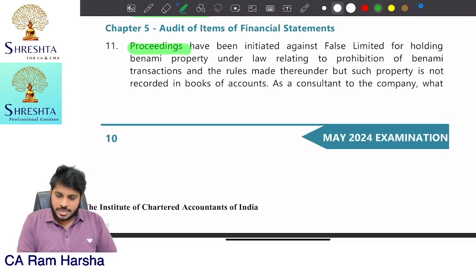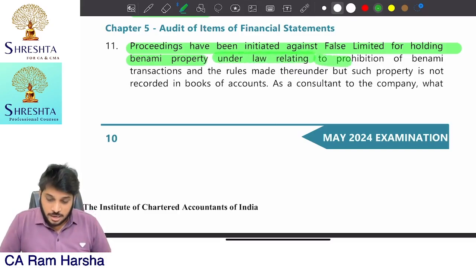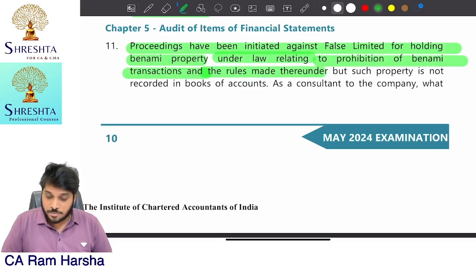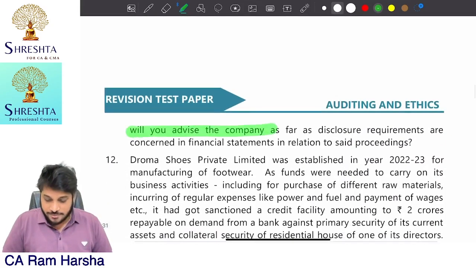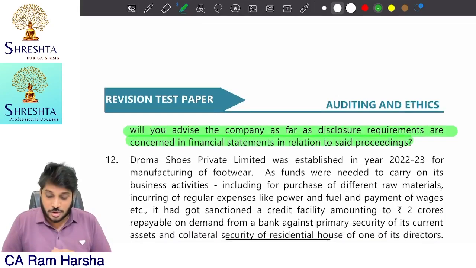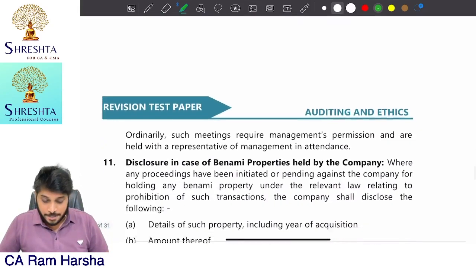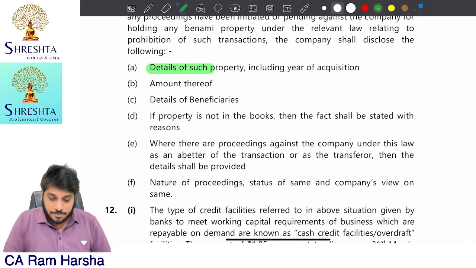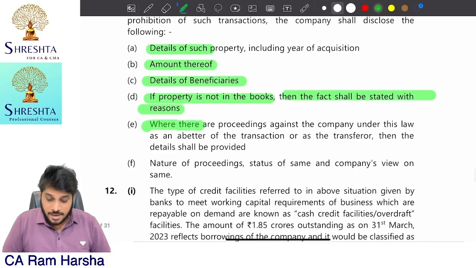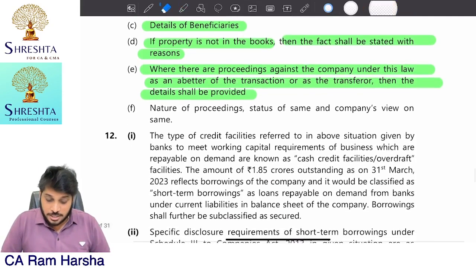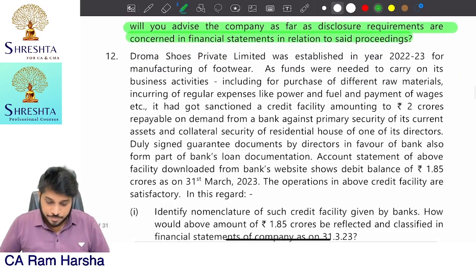Chapter 5. Proceedings have been initiated against Falls Limited for holding Benami property under the law relating to prohibition of Benami transactions and the rules made thereunder, but such property is not recorded in the books. As a consultant, what will you advise the company so far as disclosure requirements or regulatory information are concerned? So Benami related details of the property, amount thereof, details of beneficiary. If the property is not in books, you must mention the reason. Where the proceedings are against the company, the details of the proceedings have to be given, nature of the proceedings, status of the same, and the company's view on the same also you have to show.